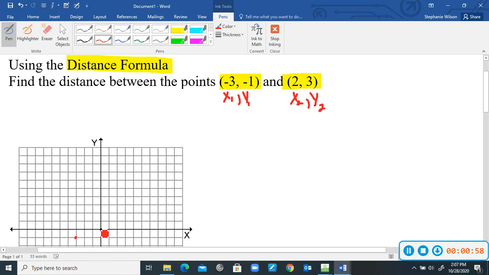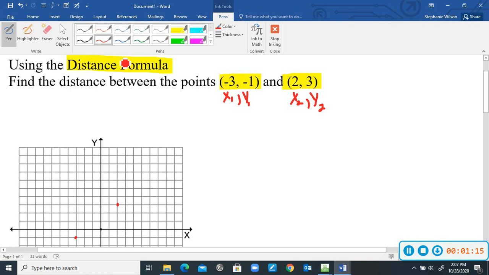Now let's go back to 0, 0, and let's start on the second ordered pair. It is 2, comma 3, so x is +2. We're going to go to the right, 1, 2, and from there, y is +3, so I'm going to go up 1, 2, 3, and I'm going to plot my point.